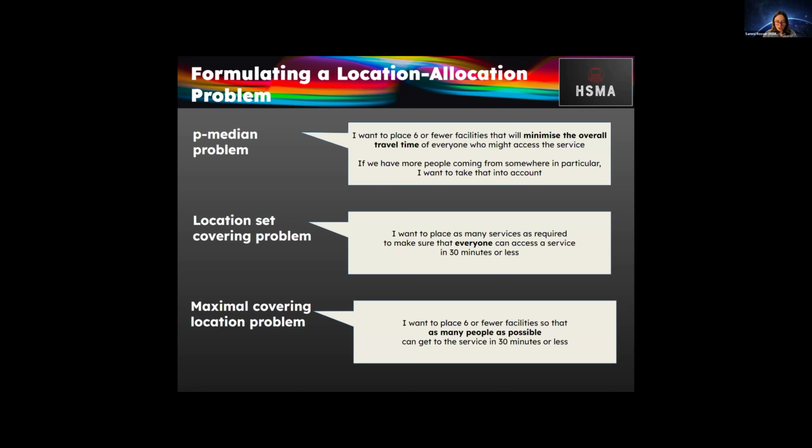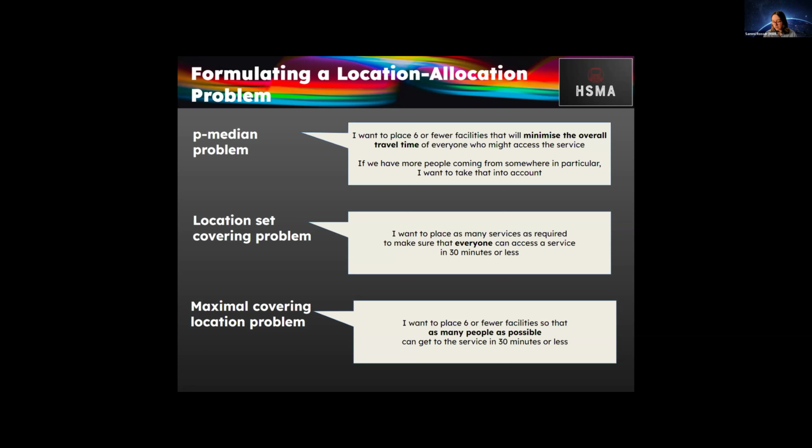Then you have the maximal covering location problem. And this is where you still have a defined number of facilities. Say you've got the budget for 6 clinics, and you want to place them so that as many people as possible can get to the service within a certain time. So it's slightly different to this p-median problem. We're not just trying to minimize the travel time for everyone. We're trying to maximize the number of people who can access it within a certain time cutoff.